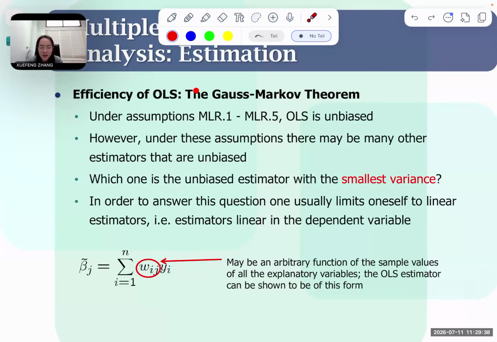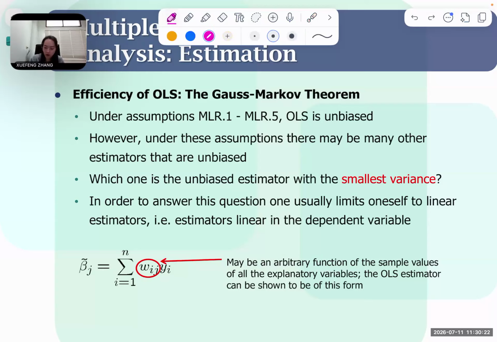Next one, and this is a big one, the Gauss-Markov theorem, one of the most famous results in econometrics. We already know that under assumption 1 to assumption 5, OLS is unbiased. But here is a new question: is OLS the best unbiased estimator? Turns out there could be many other unbiased estimators out there, but which one should we actually use? To answer that, we narrow the search to a specific family, which is linear estimators.